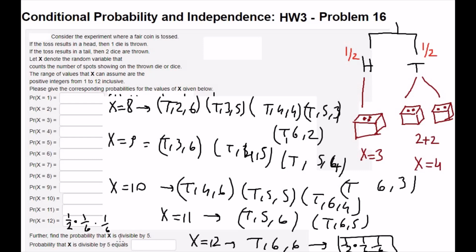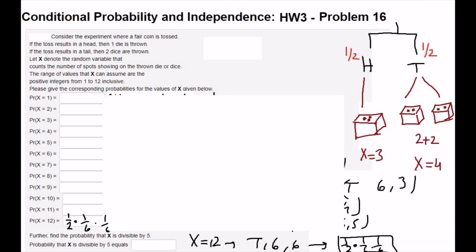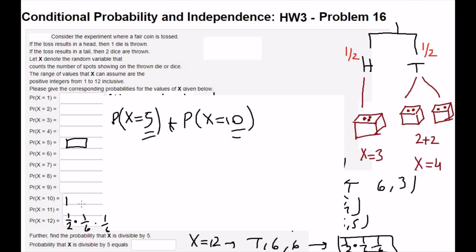So further, find the probability that x is divisible by 5. For divisible by 5, we need the probability that x equals 5 plus the probability that x equals 10, because those are the only two numbers that are divisible by 5. So whatever value you have written here plus whatever value you have written here will be added.